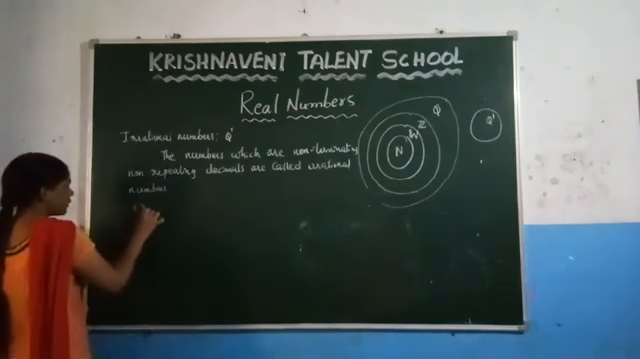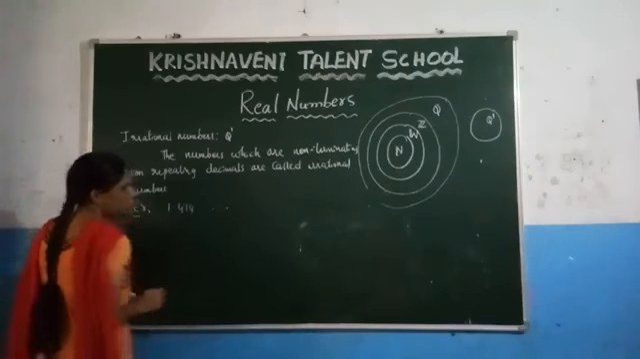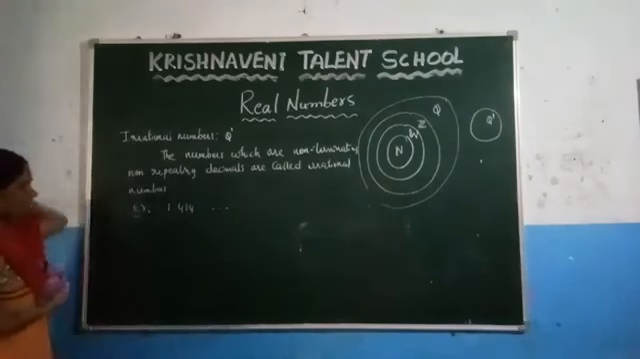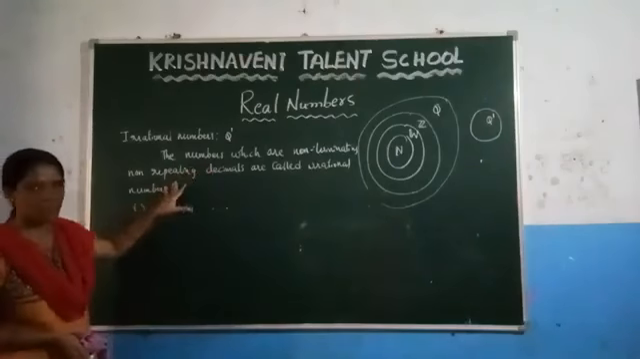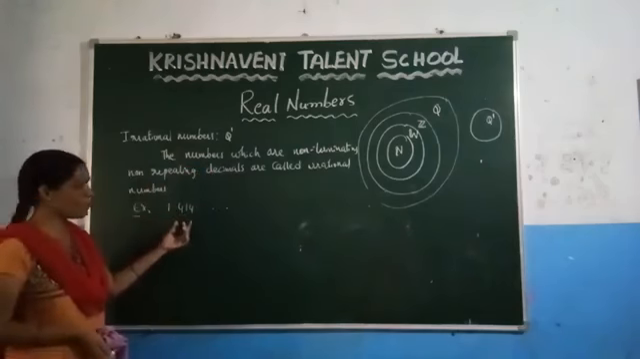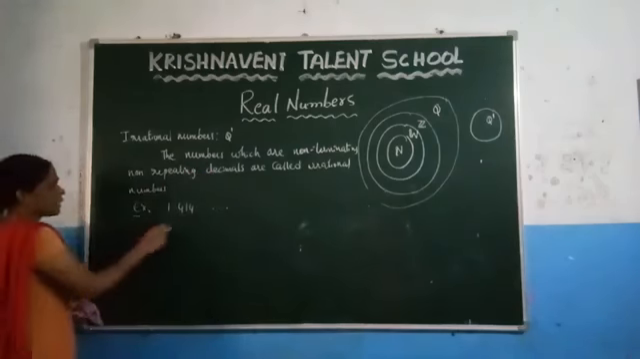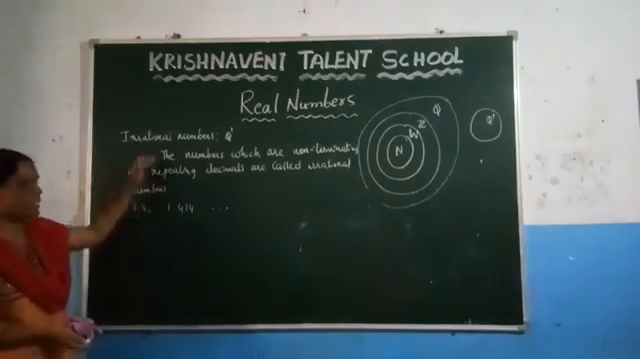Consider the example 1.414 and so on. Here you can observe that after the decimal point it does not have any end. So we can say that it is a non-terminating decimal. And after the decimal point, no number is repeating here. So we can say that it is a non-repeating decimal also.